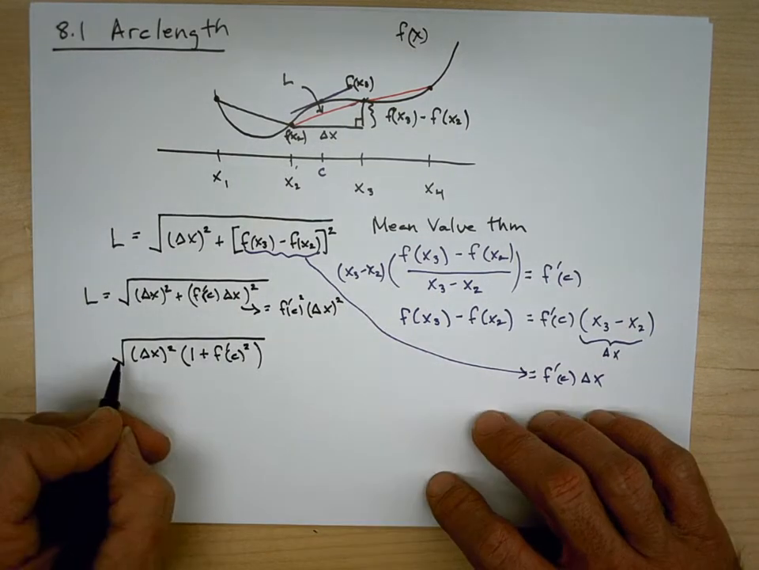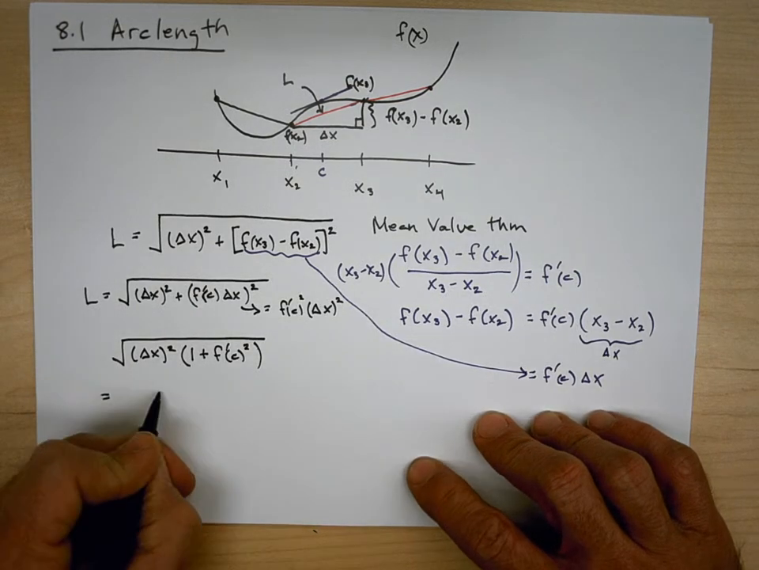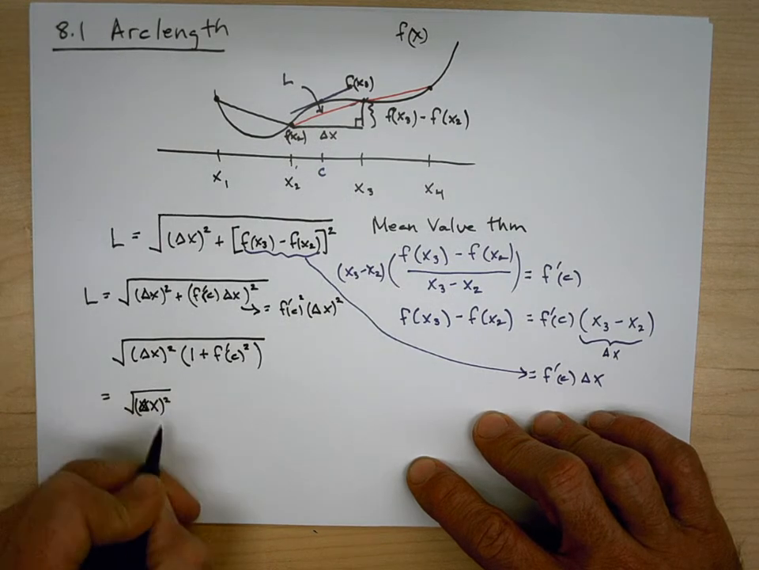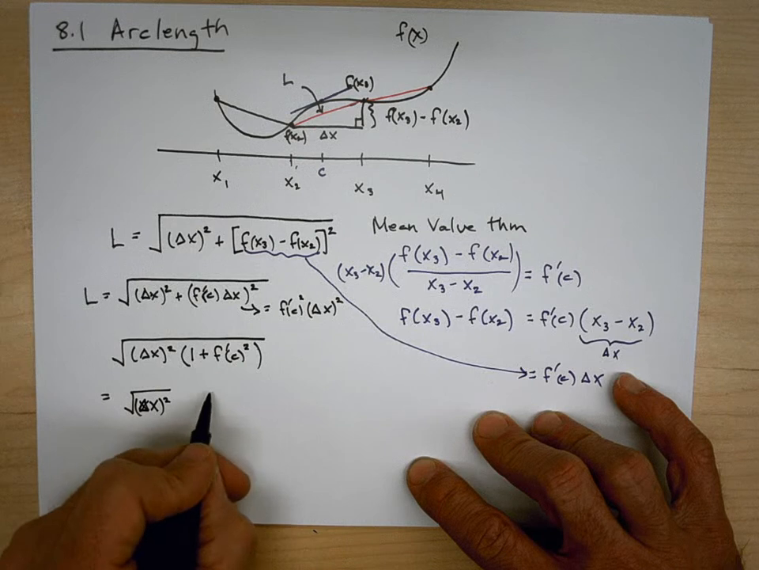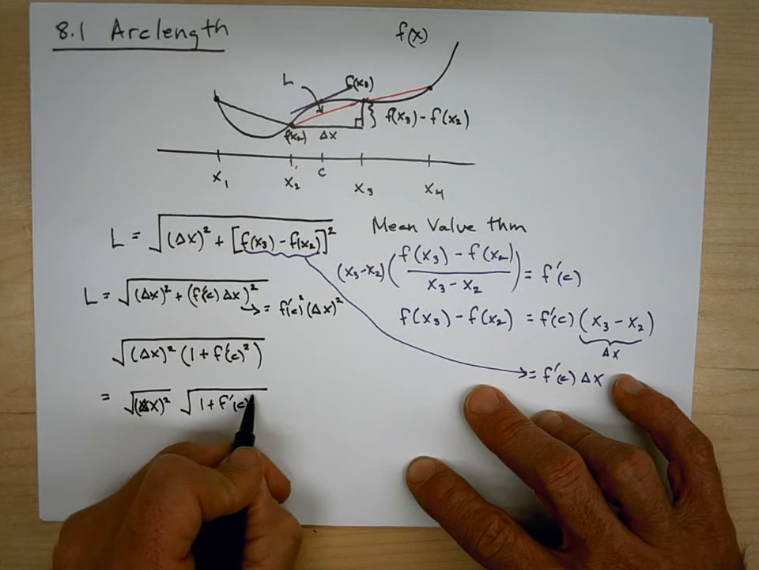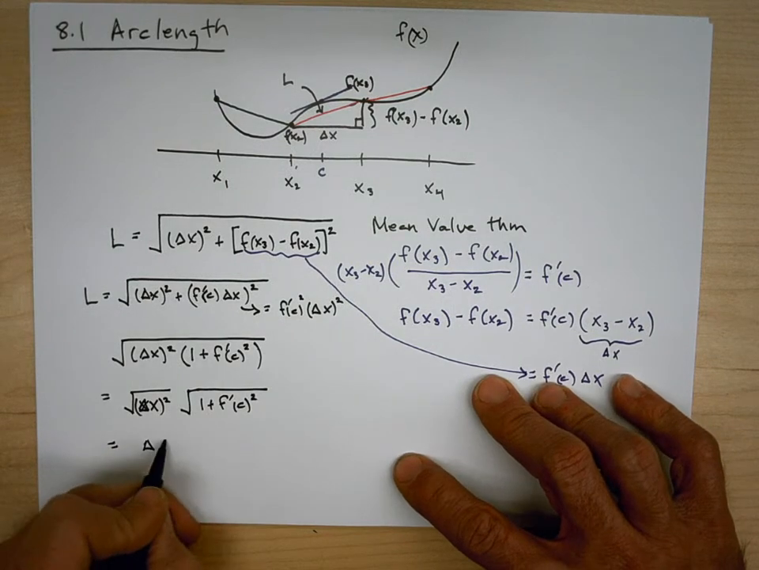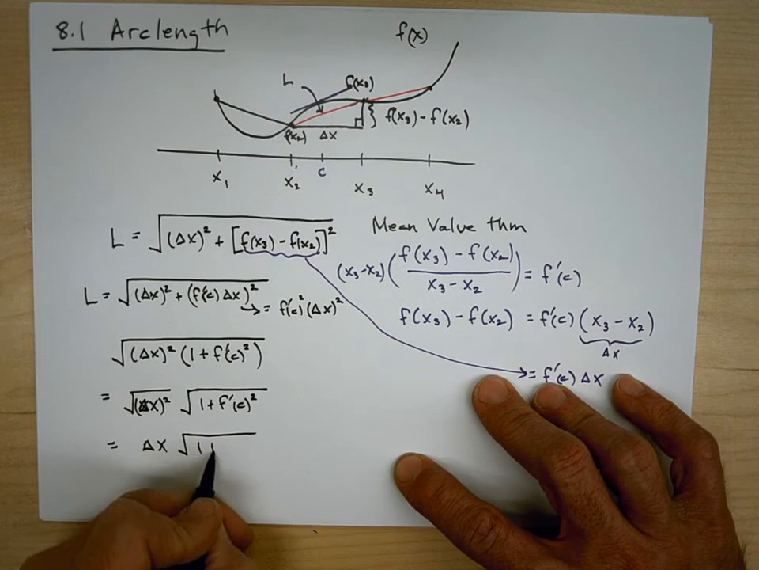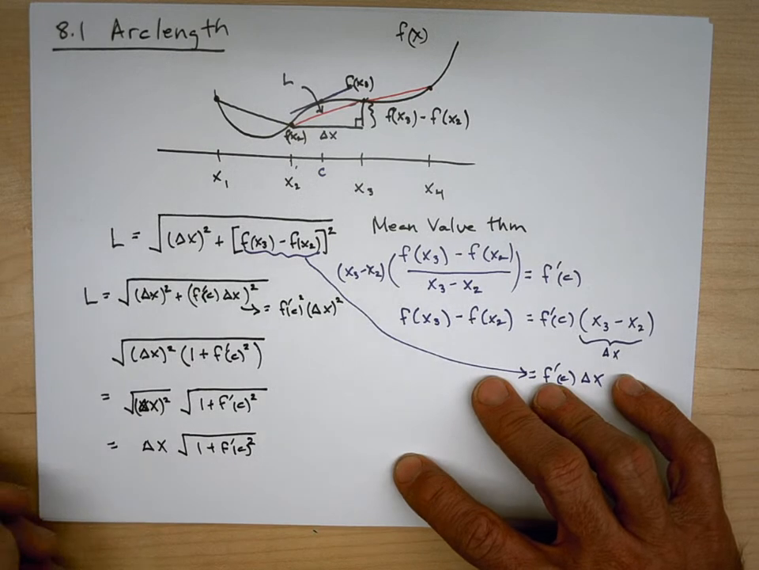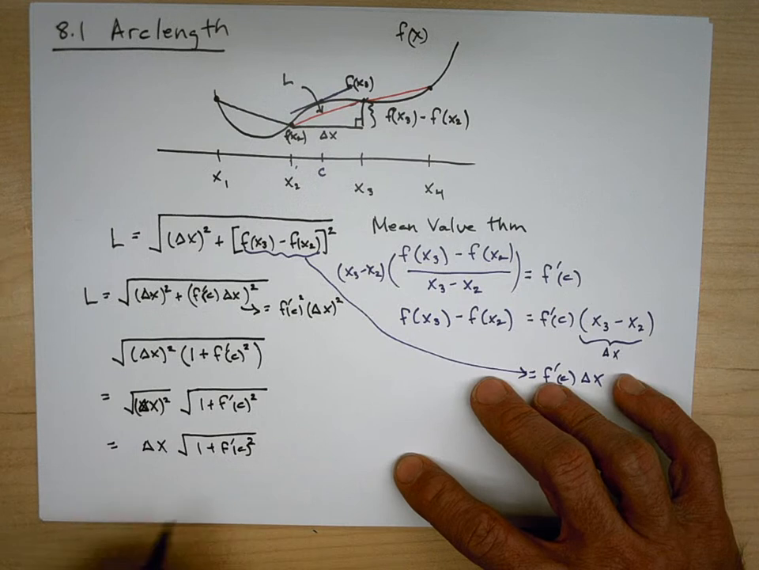Okay, now a property of the square root is that the square root of a product is the product of the square roots, so I can rewrite this as two square roots: the square root of 1 plus f prime of c squared, times the square root of delta x squared, which is just delta x. So this is looking a little bit cleaner than what we started with, which was kind of a mess. We can also put the delta x on the back, and we'll see why we want to do that in just a moment.